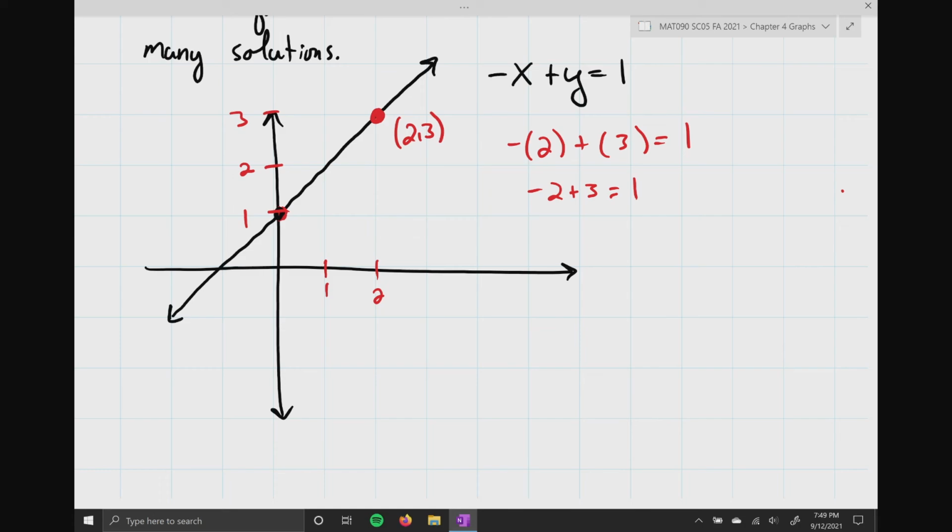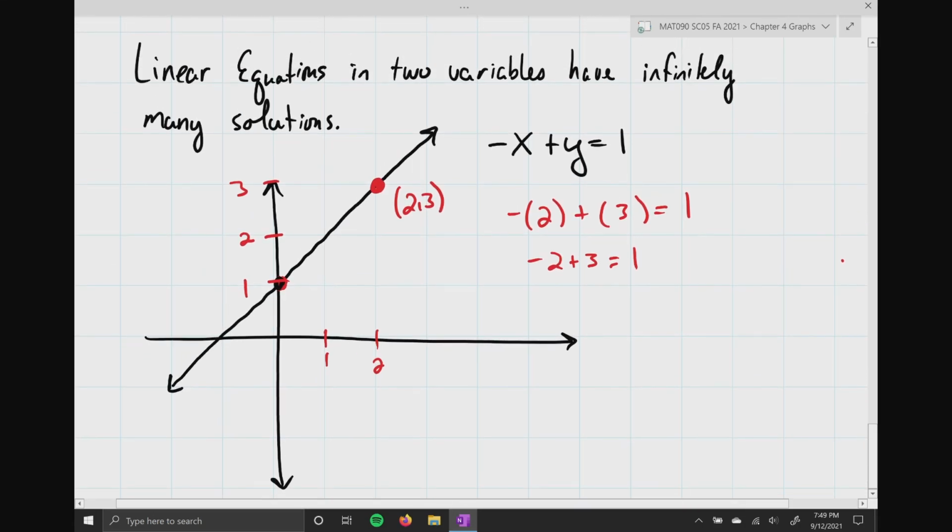That's why we say, and I'm going to scroll down a little bit, that's why we say linear equations in two variables can have infinitely many solutions. And the reason for that is this line, you'll notice on the bottom left and top right, has those arrows, which means it keeps going on forever and ever. So as long as the point falls on this line, no matter where it falls on the line, it will always be a solution to negative x plus y equals 1.